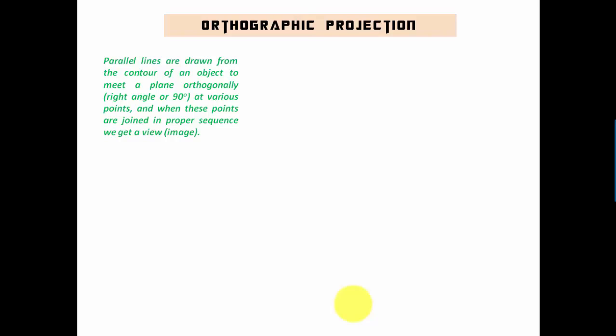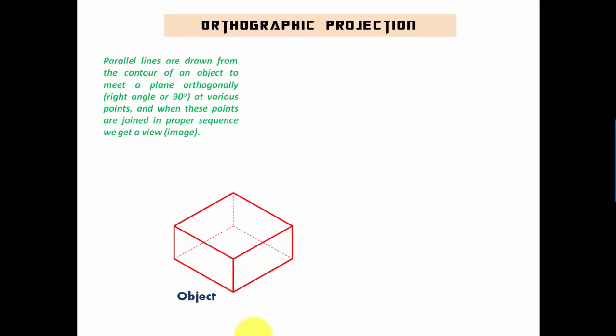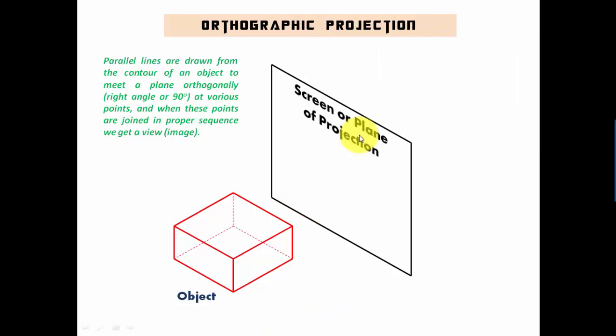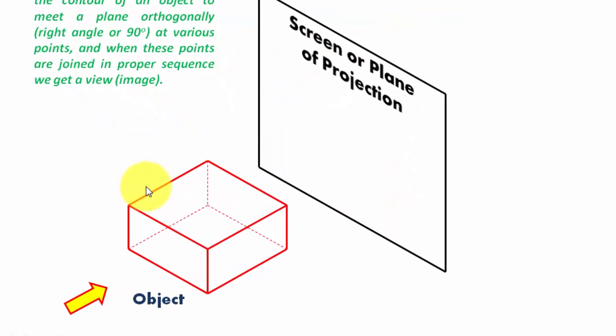So let's understand this with the help of a simple demonstration. So we have an object, so we have a screen. This screen in fact is technically known as plane of projection, and we have a direction of view in the form of this arrow. So we are going to view this object from here. Okay, the next thing to do is to extend projectors from the contour of the object until it meets this plane. Okay, something like this will happen.